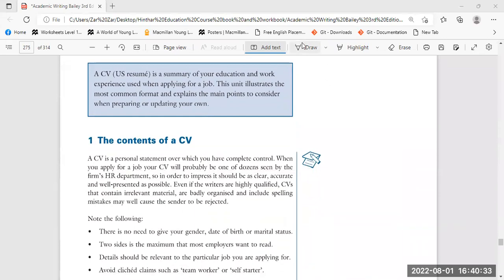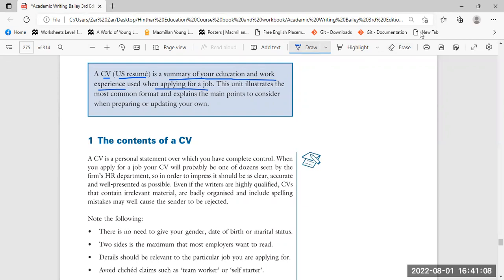How do you pronounce this? Resume. Yes, resume. So we call this a CV, a CV or resume. It is the summary of our education and work experience when we apply for a job.